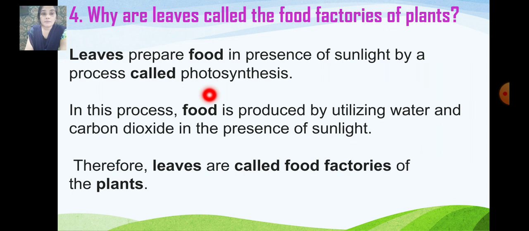Why are leaves called the food factories of plants? Leaves prepare food in the presence of sunlight by the process called photosynthesis. In this process, food is produced by utilizing water and carbon dioxide in the presence of sunlight. Therefore, leaves are called the food factories of the plants.